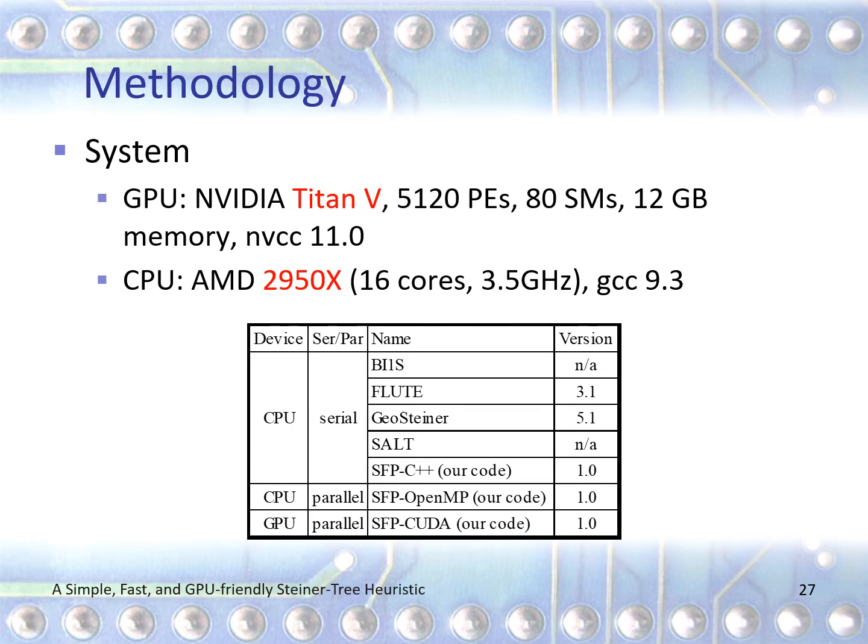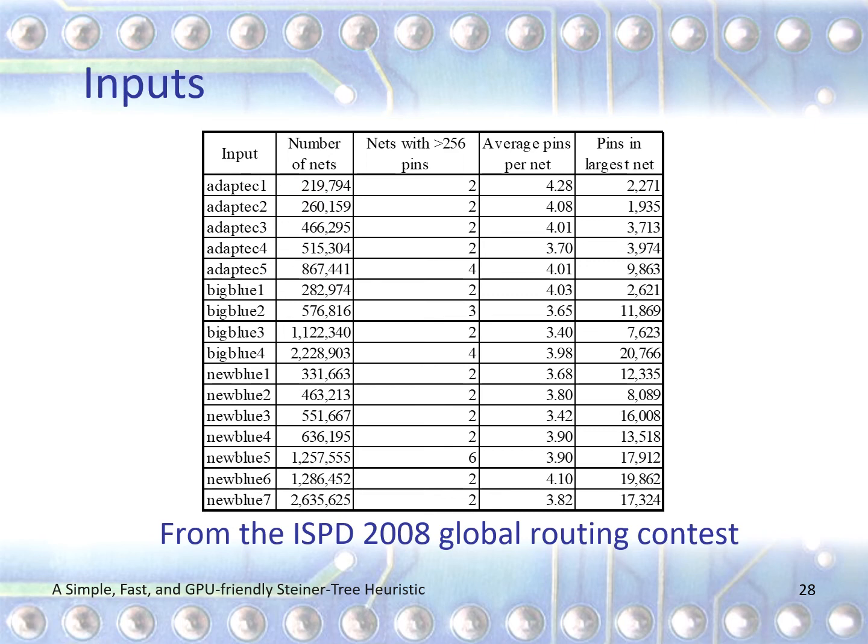The codes we compared to are shown in this table. We compared to BI1S, Flute, GeoSteiner, Salt, our serial code, our OpenMP code, and our CUDA code. These are the inputs that we tested all codes against for comparison. They are from the ISPD 2008 Global Routing Contest. You can see that the number of nets vary greatly from a small number of nets to quite a large total number of nets. All inputs have at least one net with more than 256 pins per net.